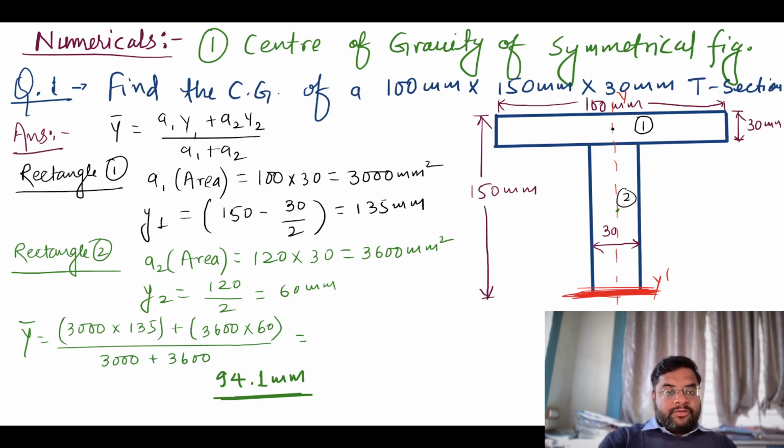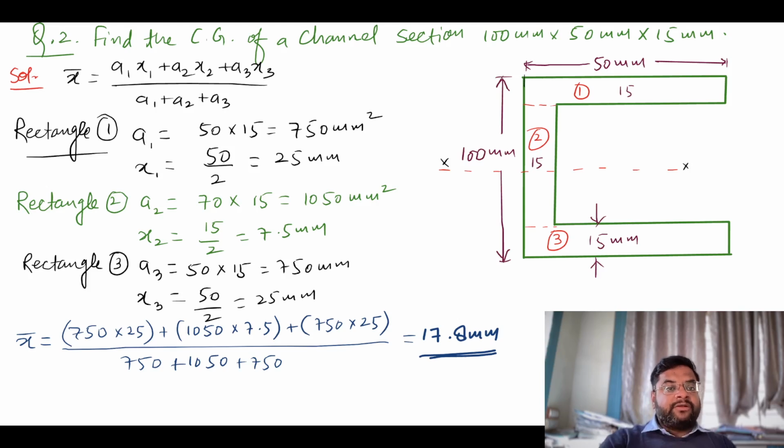Okay. So next numerical, find the center of gravity of a channel section. This channel section, this is a C section, and you can see that this C section is also symmetric, but about the x-axis. The x-axis is the line which divides the figure into two equal parts. So x bar is a1 x1 plus a2 x2 plus a3 x3 divided by a1 plus a2 plus a3.